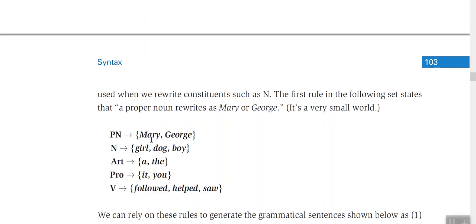Of course, Mary, George, Ahmed, Ali, Tom, Zahra, Fatma, etc. Noun, in general: girl, dog, boy, the door, the pen, the book. Article: a and the. Pronoun: it, you, she, he, they, we. Verb, lexical verb: follow, help, see, read, write, watch. You see?